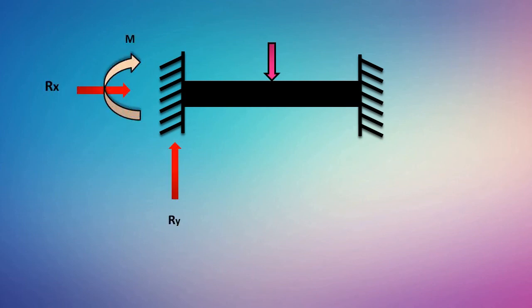Now let's talk about the reactions in the fixed beam. When the load acts on the beam, there will be a total of 6 reactions generated at the supports, 3 due to each support.